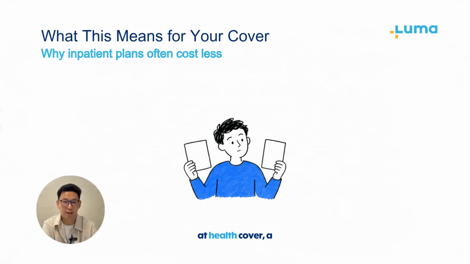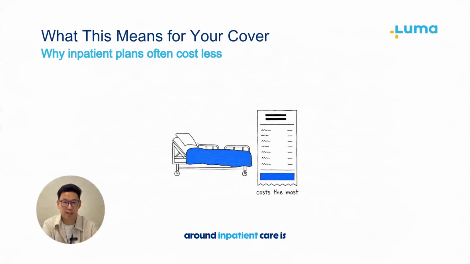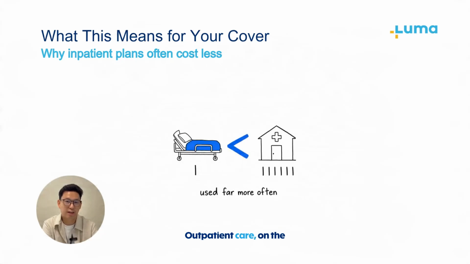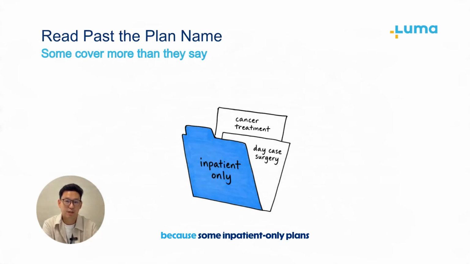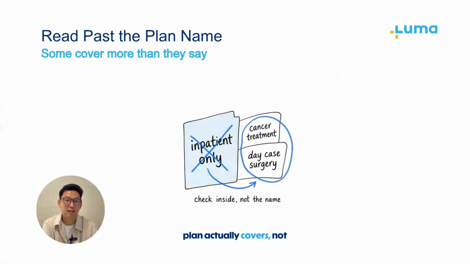If you are looking at health cover, a couple of things are worth knowing. A plan built mainly around inpatient care is often the cheaper option because although a hospital stay is expensive, people rarely need one. Outpatient care, on the other hand, is used far more frequently, so adding that cover can cost more. But read the details, because some inpatient-only plans do have extended coverage, which can cover some specific outpatient care, such as cancer treatments or day case surgeries. So check what the plan actually covers, not just what it is called, before you choose.